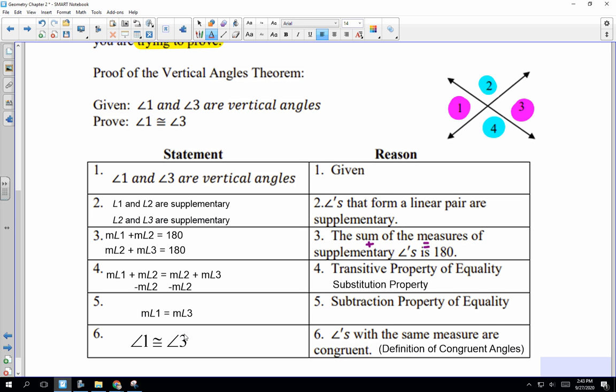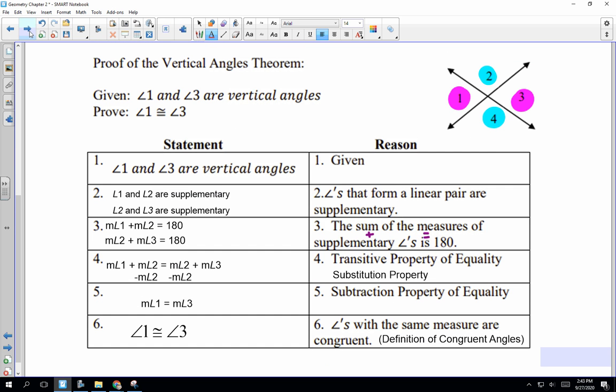So angle 1 is congruent to angle 3, and we made it to the end. I will be okay with either definition of congruent angles or angles with the same measure are congruent. Remember, if I'm going too fast, you can always pause. And in fact, this right here, angle 1 congruent to angle 3, that is our secret phrase. So if you missed the live session and you're making up points, please message me angle 1 congruent to angle 3.